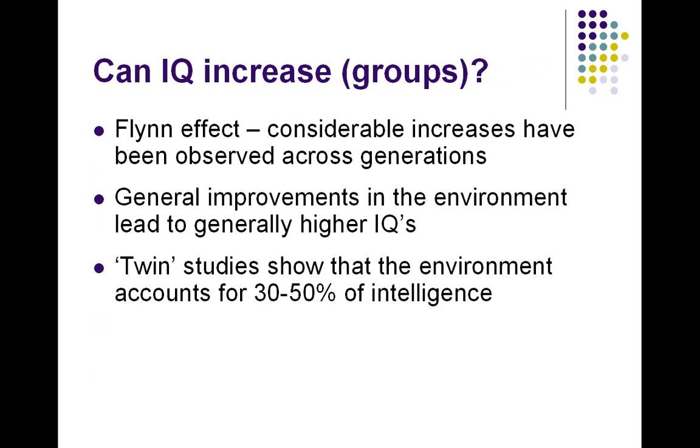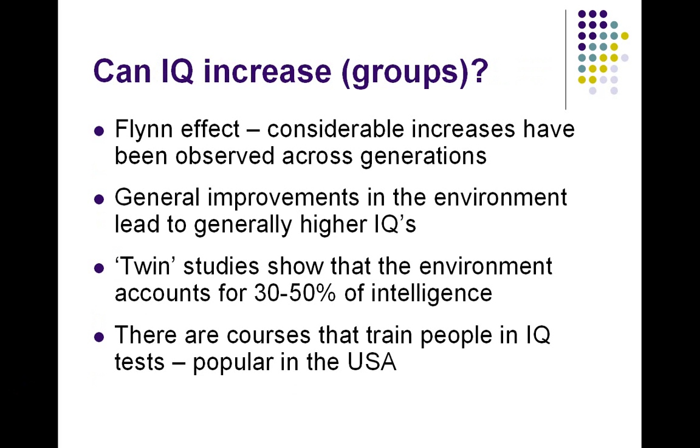So twin studies show that the environment accounts for 30 to 50% of intelligence, and there are actually courses in training so people can improve their performance on an IQ test without necessarily increasing their IQ. So this is quite popular in the US, but according to some students here, you can practice these tests online. So the idea is to get some experience of IQ tests if you have to go and take one.